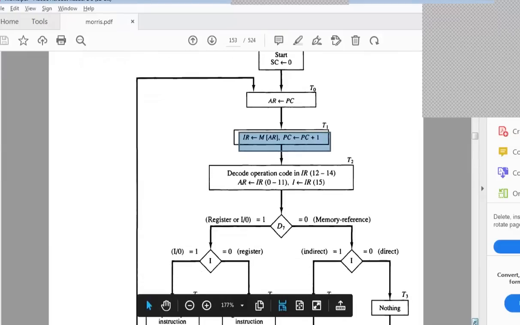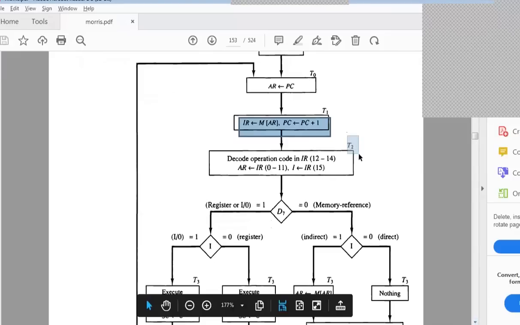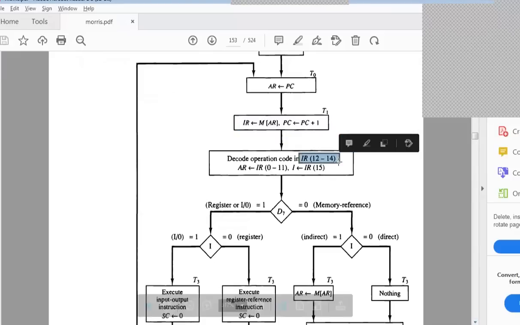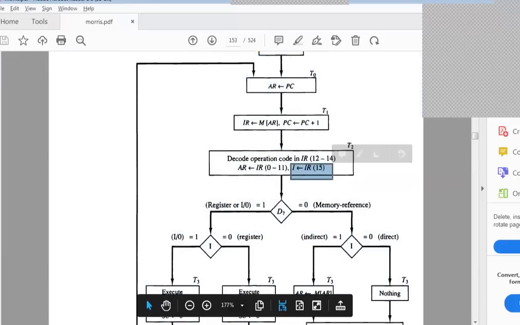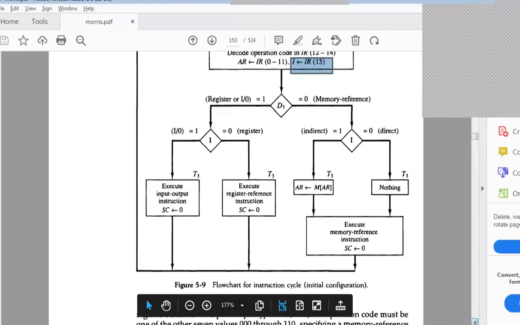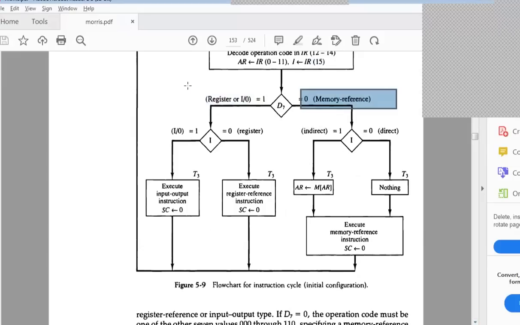Next step is T2 signal पे क्या होगा? Decoding. Decoding first 12 to 14 bits, D0 to D7. Then bits 0 to 11, store in IR. 15th bit, store it in I. Depending upon D7, you will be able to identify whether it is register reference instruction or memory reference instruction. Okay. If D7 is 1, it can be either register or IO. Again, it depends upon the I flip-flop.